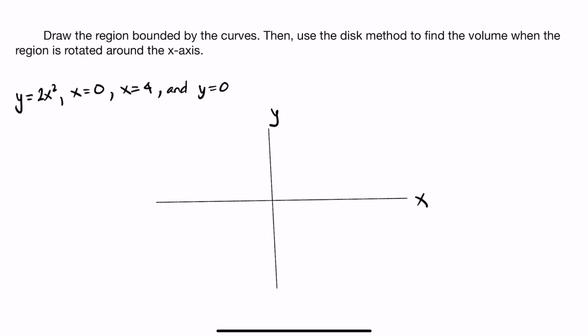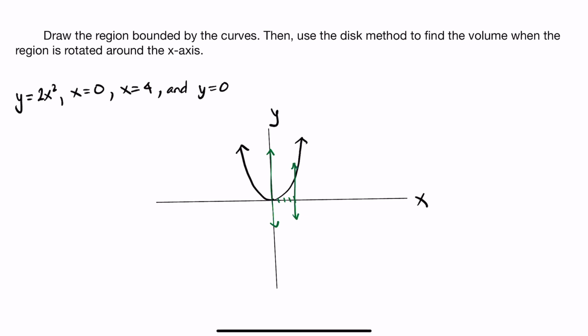So y equals 2x squared looks something like this. It's a parabola. Next, we need to draw x is equal to 0. So it looks something like this, straight up on the y-axis. So x is equal to 4 looks something like this. So it's 1, 2, 3, 4 units from 0, and it goes straight up like this.